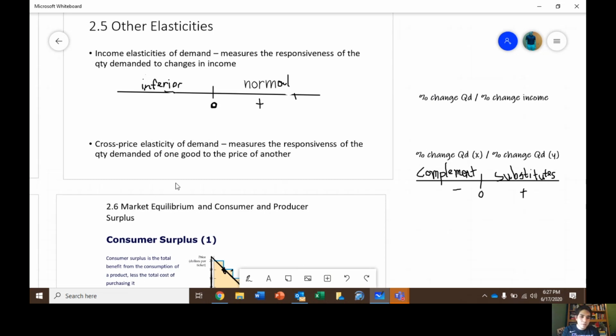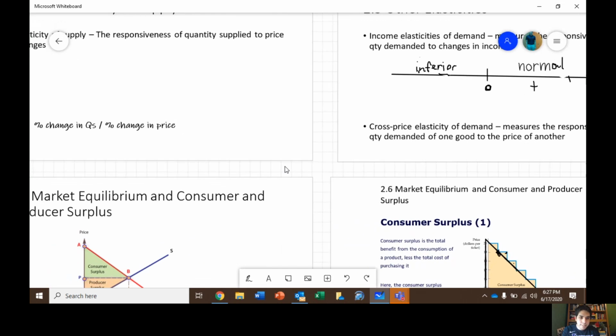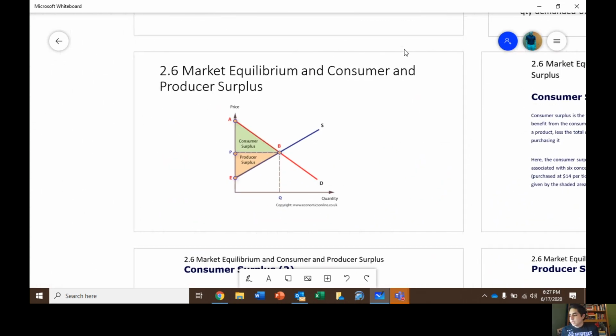So go ahead and look at the YouTube videos I've included on other elasticities as well. Market equilibrium and surplus. I'm almost done, guys.